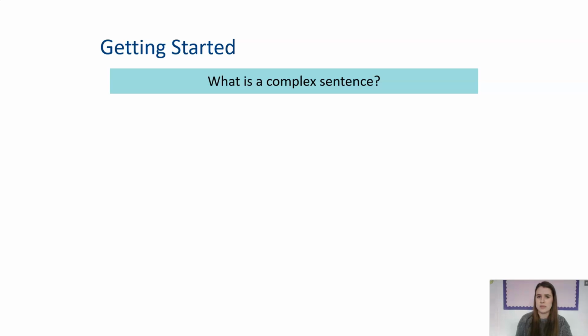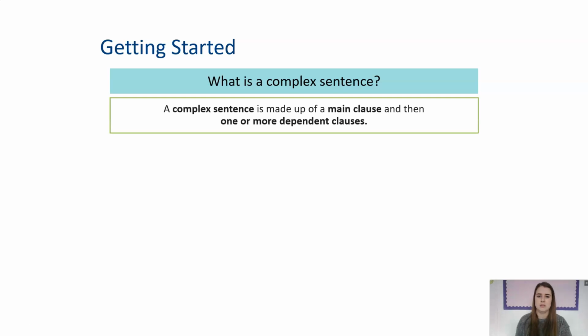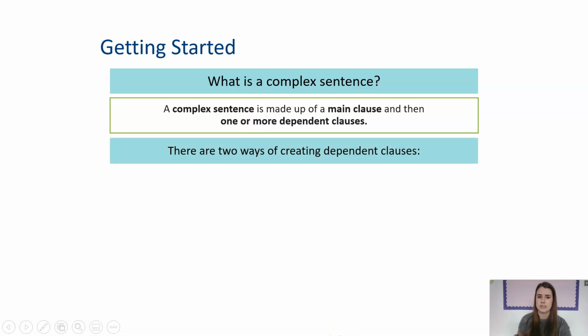So if that's what a simple sentence is, what is a complex sentence? It's made up of a main clause and one or more dependent clauses, usually subordinate clauses. We've got into the habit of calling these multi-clausal sentences, which applies to that one or more part of our clausal sentences. Now there are two ways of creating a dependent clause.